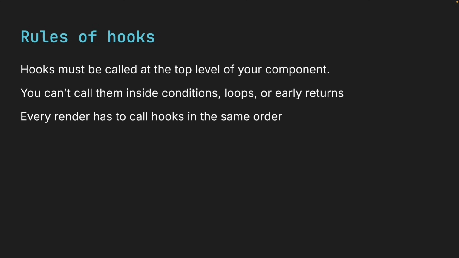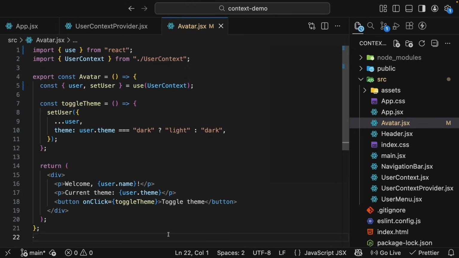The use API doesn't have these restrictions. You can call it anywhere inside your component. Let me show you an example. In real applications, it's extremely common to show a loading state. Maybe the parent component is still fetching user data and passes down a loading flag as a prop.